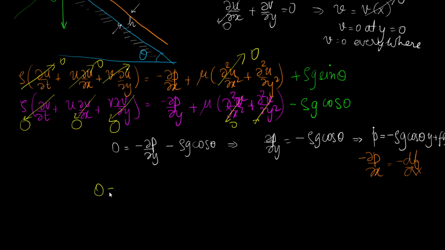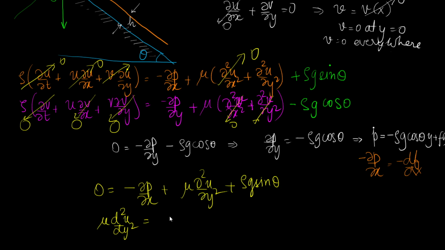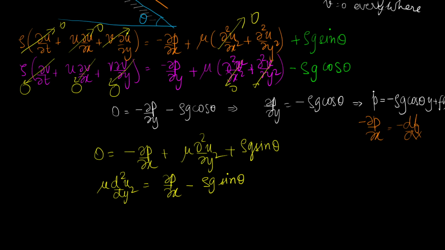This particular expression reduces to 0 equal to minus del p del x plus mu del 2u del y2 plus rho g sin theta. So mu d2u dy2 is equal to del p del x minus rho g sin theta. Now, all this whatever is over here is simply going to be a function of x. Okay, because over here whatever we have written, if we take a derivative with respect to x, then that particular term is going to be only a function of x. So this is going to be a function of x only, and this is going to be a function of y only because of fully developed flow. Hence each of them will be equal to a constant.